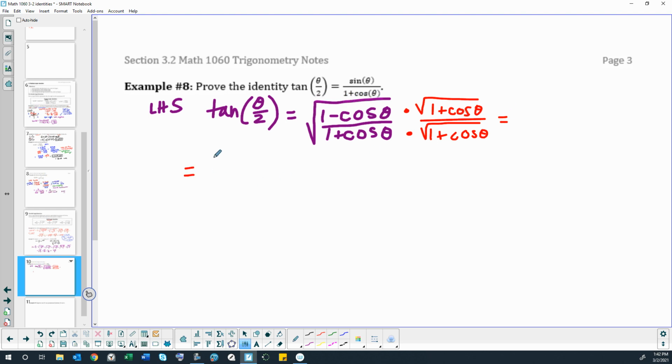Let me go down here. So 1 times 1 is 1. Because I don't need a big square this time. So 1 times 1 is 1. And then negative cosine theta times 1 and positive cosine theta times 1 cancels out those terms. Negative cosine theta times positive cosine theta is negative cosine squared theta.